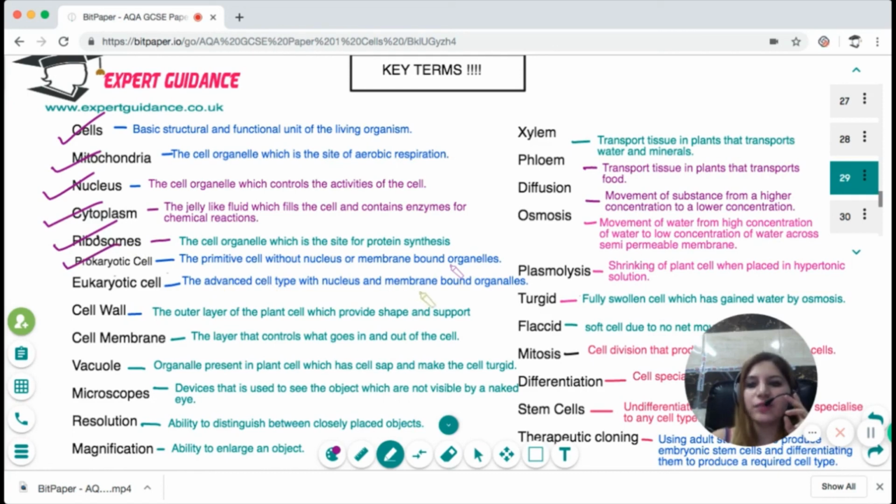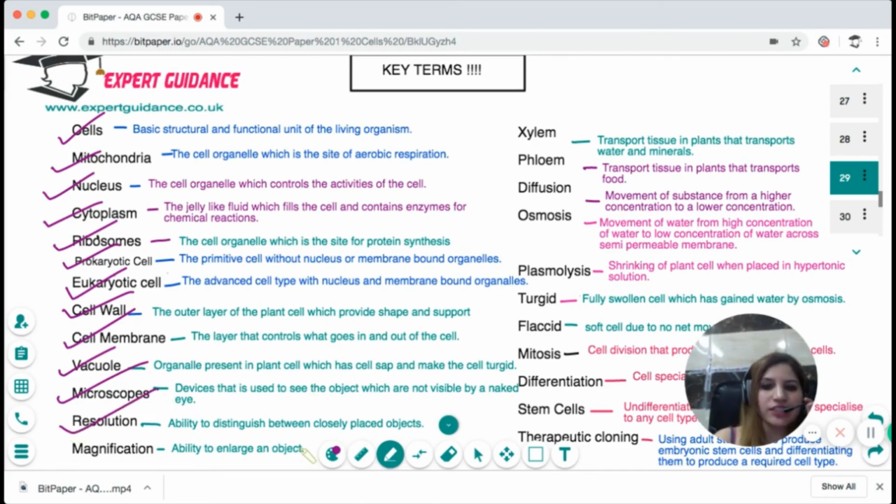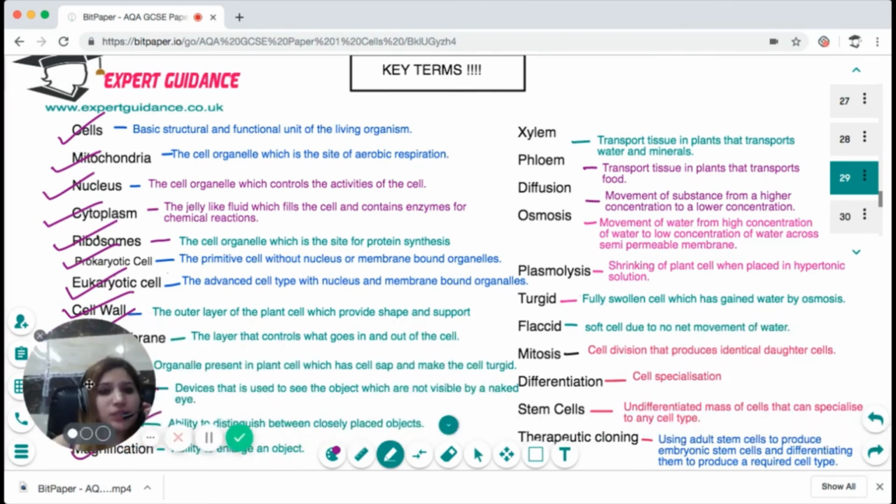Prokaryotic cells are the primitive cells without a nucleus or membrane-bound organelles. Eukaryotic cells are the advanced cell type with a nucleus and membrane-bound organelles. Cell wall is the outer layer of the plant cell, which provides shape and support to the plant. Cell membrane is the outer layer that controls what goes in and out of the cell. Vacuole is an organelle present in the plant cell, which has cell sap and makes the cell turgid. A microscope is a device that is used to see objects which are not visible to the naked eye. Resolution is the ability to distinguish between two closely placed objects. Magnification is the ability to enlarge an object.